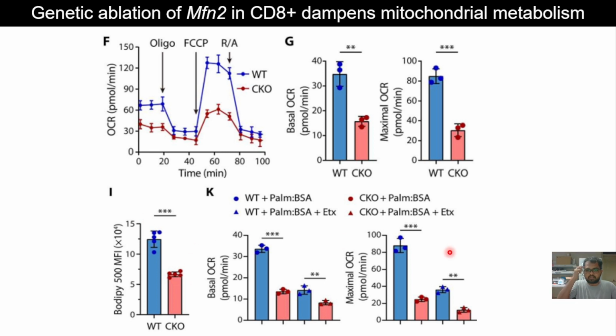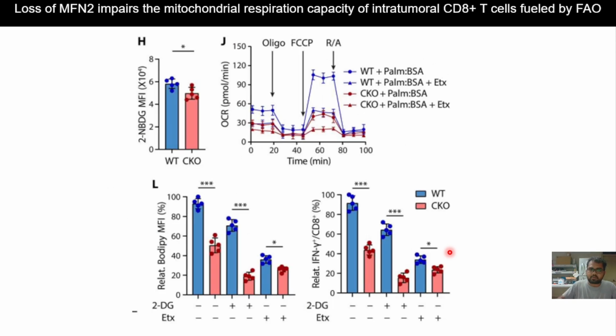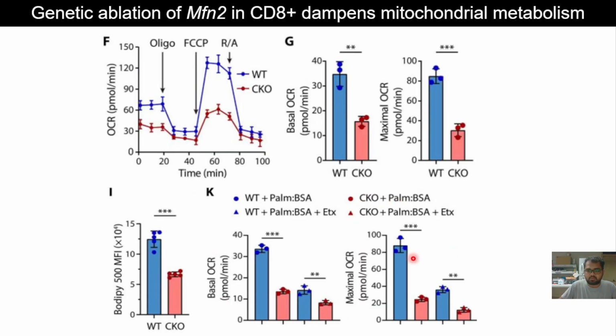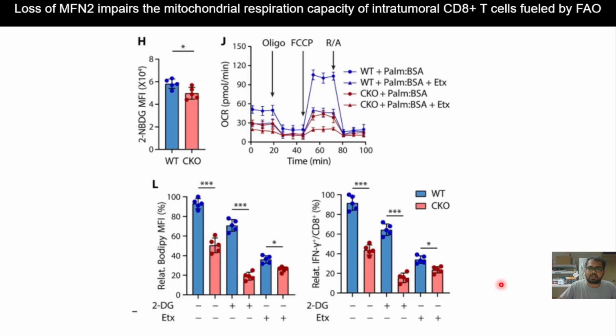And further, they did one more experiment here, so we will visit these graphs again. What they did is use palmitate. Palmitate enhances mitochondrial OXPHOS. So they added palmitate in the wild type and the knockout, and they also used ETX, which is an inhibitor of CPT1. It means that if palmitate is given and ETX is also given, the palmitate cannot go inside the mitochondria, so it cannot increase the OXPHOS in this case.